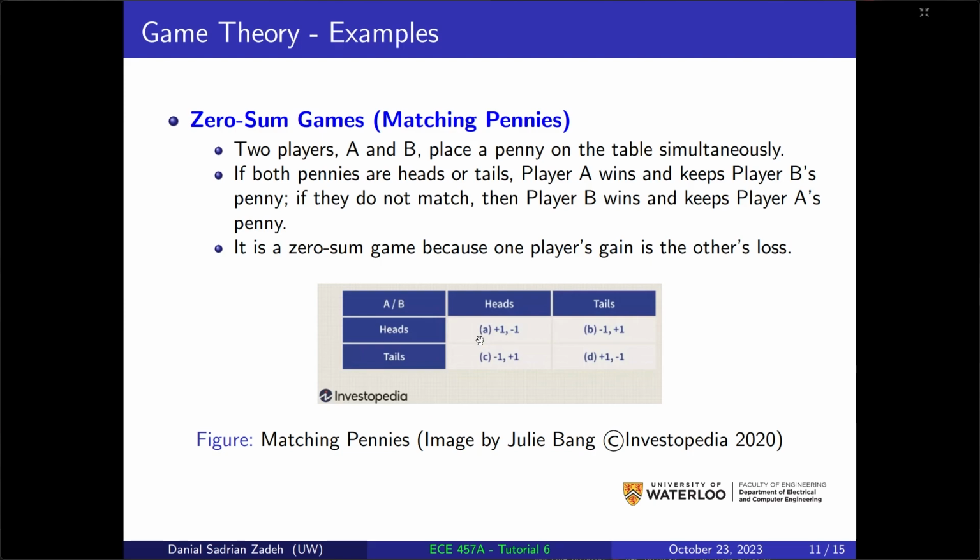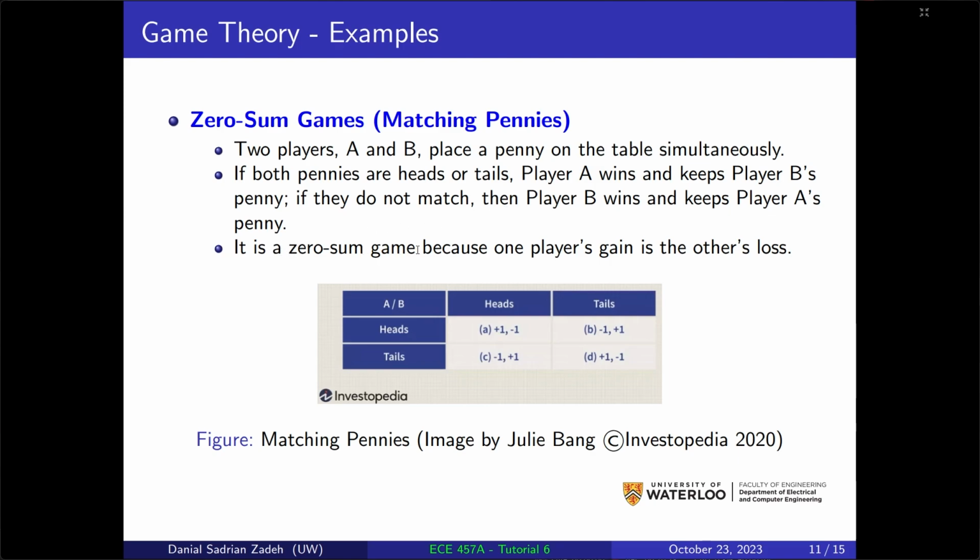The next one is the example of zero-sum games. The game is called Matching Pennies. Matching Pennies is an example of zero-sum games. Two players, A and B, place a penny on the table simultaneously. If both pennies are heads or tails, player A wins and keeps player B's penny. If they do not match, then player B wins and keeps player A's penny.